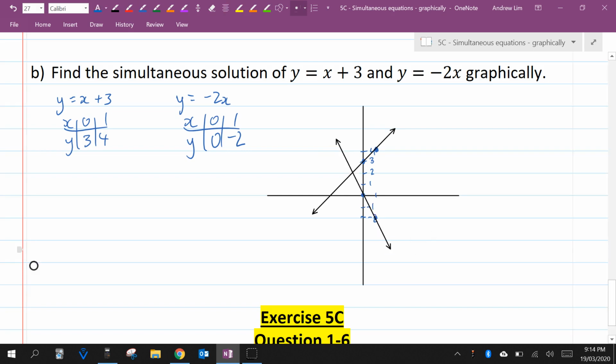Okay, so it looks like if we were to continue this out, that this would be a minus one. So they intersect right here, which is minus one, two, and therefore x is equal to minus one and y is equal to two.